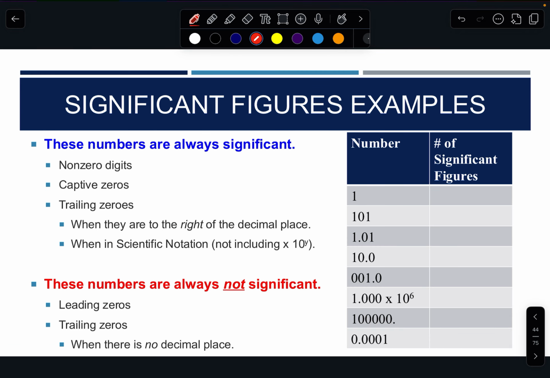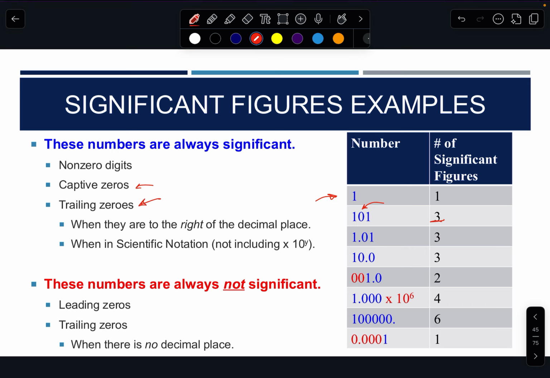And so, for example, we can count the number of significant figures in these values. For non-zero digits, these are always significant. So if we look at this first number, the 1 is not 0, so that is going to be significant. Captive zeros, that means zeros that are between 2 non-zero digits, like here, are going to be significant. So that's why we have 3 right here, even though we only have 2 non-zero numbers.